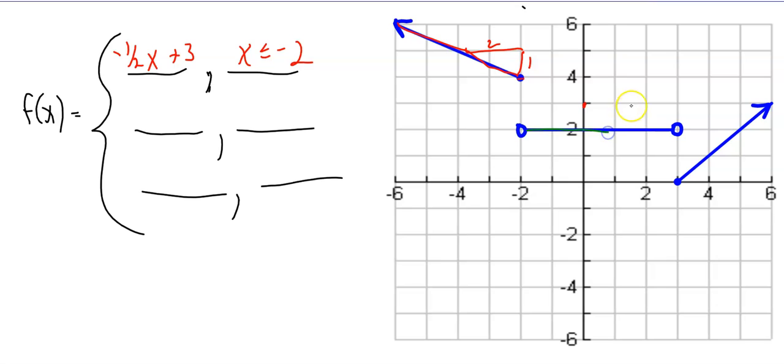Let's do this one in green. Okay, so this one, let's do the domain first. It goes from negative 2 for x, less than x, less than 3. And it looks like the function would be just a horizontal line, so f of x, which is the same thing as y equals positive 2.